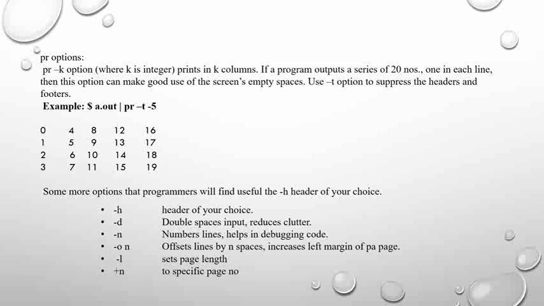Like -h, -d, -n, then -o n, -l n, where -h will give you the header of your choice, and -d will give you double-spaced output and reduces the clutter, and -n will give you the numbering of lines which helps you in debugging the code, and -o n stands for offset lines by n spaces and increases the left margin of the pages. Now -l sets the page length, and +n will give you the specific page number which you can use with the paginating file.